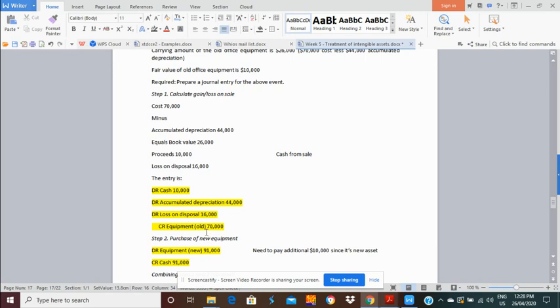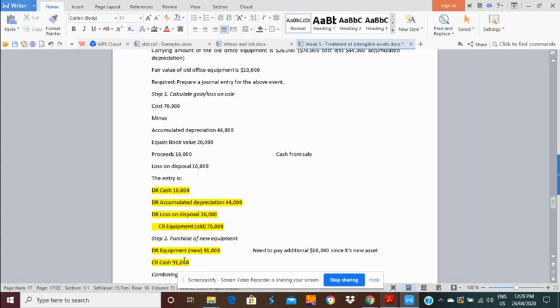Alternatively, as I said before, you can have two steps here. First of all, remove accumulated depreciation against the asset. So debit accumulated depreciation 44,000, credit equipment 44,000. And the second step, debit cash 10,000, debit loss 16,000, and credit equipment 26,000, which is your book value. And when you combine step 1 and step 2, you will get this type of combined entry. So that's regarding the sale.